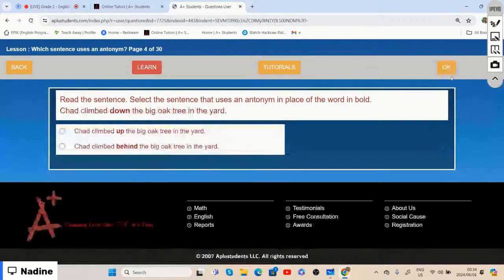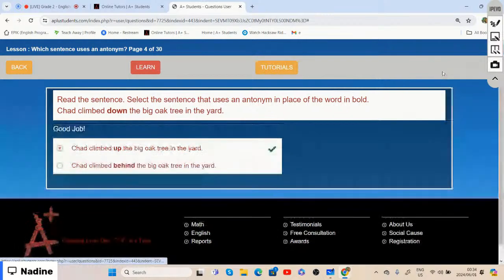Down. Chad climbed down the big oak tree in the yard. So Chad climbed down. Do you say Chad climbed up, option one, or Chad climbed behind, option two? All right, and if we were to choose the correct one, we would choose option one, right? The opposite of down is up.